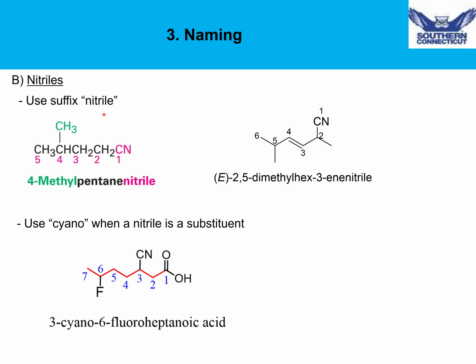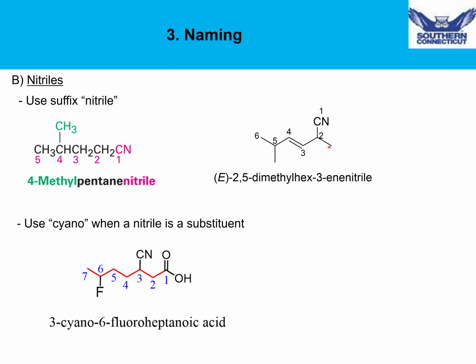Nitriles are named with the suffix nitrile. Other than that, we typically give the alkane name followed by the suffix nitrile. Here's an example. This one has 5 carbons, including the nitrile. Note that we do count the carbon of the nitrile. The nitrile is on the right side, so that's where we're going to start numbering this compound. And then when we get to carbon 4, we have a methyl group. So this compound is named as 4-methyl pentane nitrile.